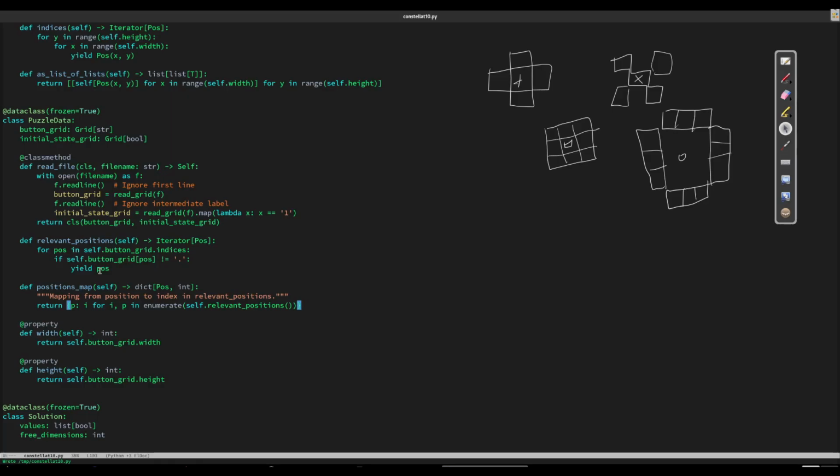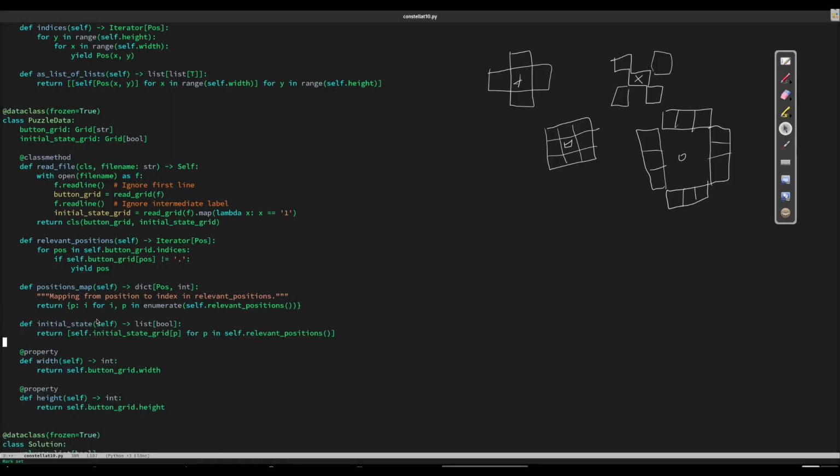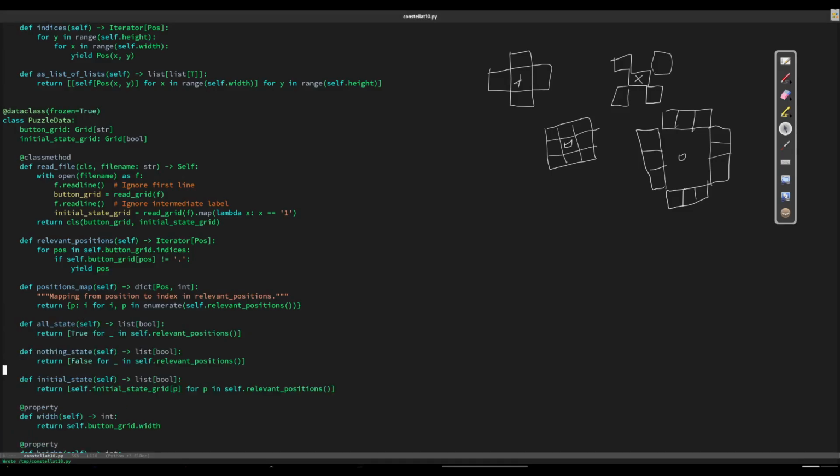Now we provide the initial state as a vector. The initial state is an ordered list of booleans, in the order of our relevant positions generator, indicating which lights begin the puzzle on and which lights begin the puzzle off. For convenience, we also provide similar helper functions that produce our two goal states, the state of all ones and the state of all zeros.